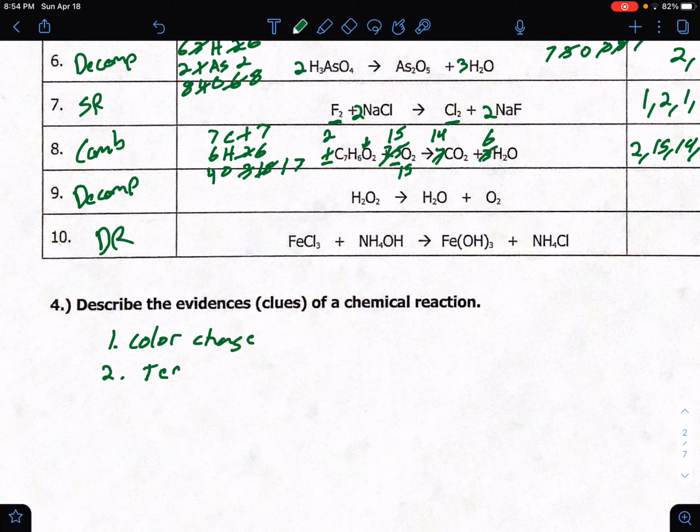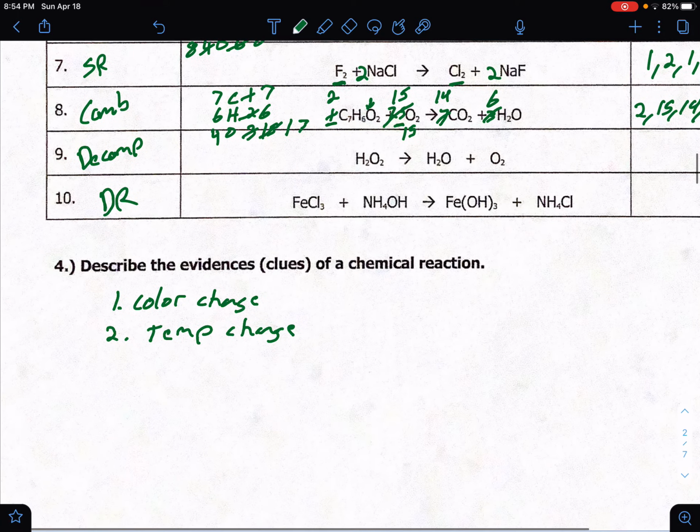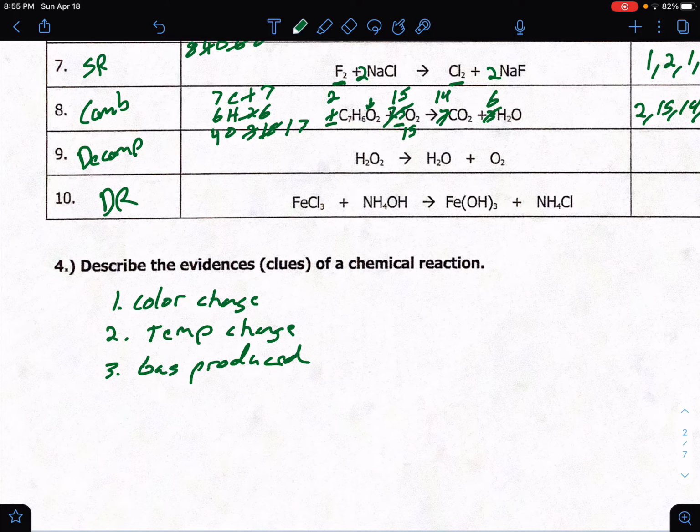2 would be a temperature change. If I had something that produced heat or lost heat, so you got colder, that would be a chemical change. 3, when I start seeing bubbles, or a gas is produced, that is another determining factor of a chemical reaction. 4, a precipitate forms. Precipitate just means a solid. So if I took 2 liquids or 2 aqueous solutions and I made a solid from those, that would be a chemical reaction.